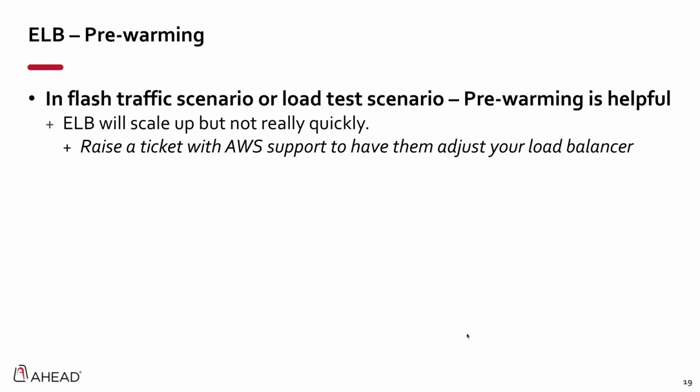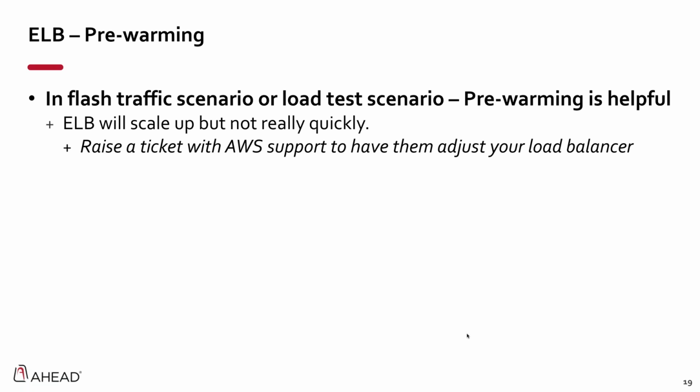Pre-warming of the ELB. Okay, this is something that's not super commonplace, but in flash traffic testing scenarios, you might need to raise a ticket with Amazon Web Services support to have them adjust your load balancer. So let's say you're running 1-800-Flowers and it's October before Valentine's Day and you're testing your app. Well, if you're the admin there, you're probably going to call Amazon and say, okay, I want to test my app that we're going to run this Valentine's Day.